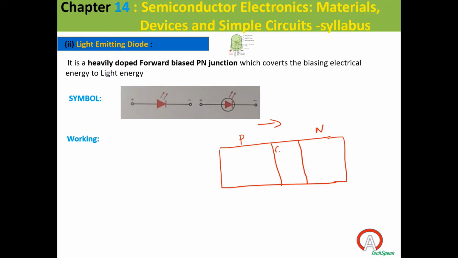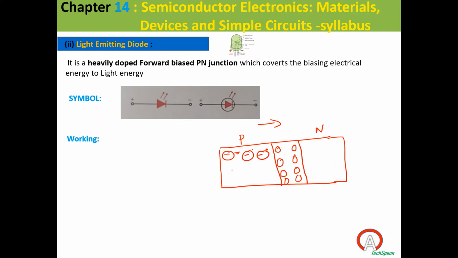After diffusion, we will get ions only at the junction, and this junction we will call what? What is the name of this junction? Depletion region. Depletion region, right?